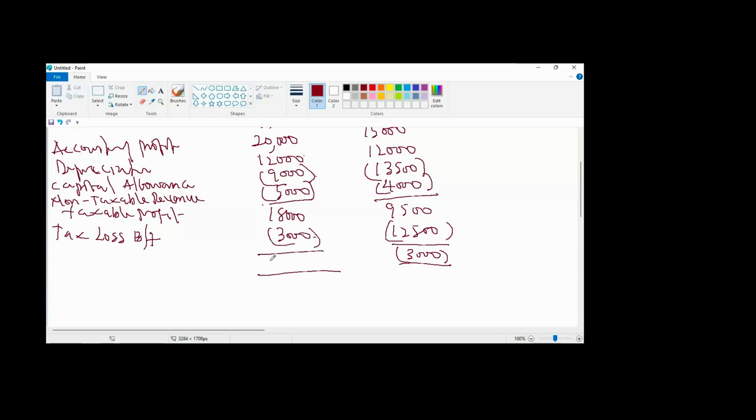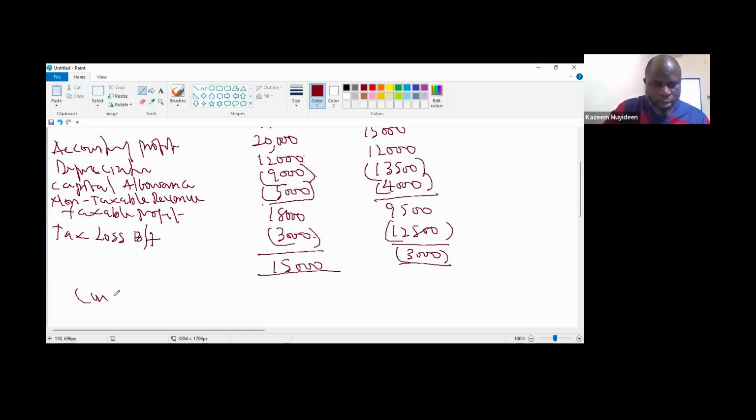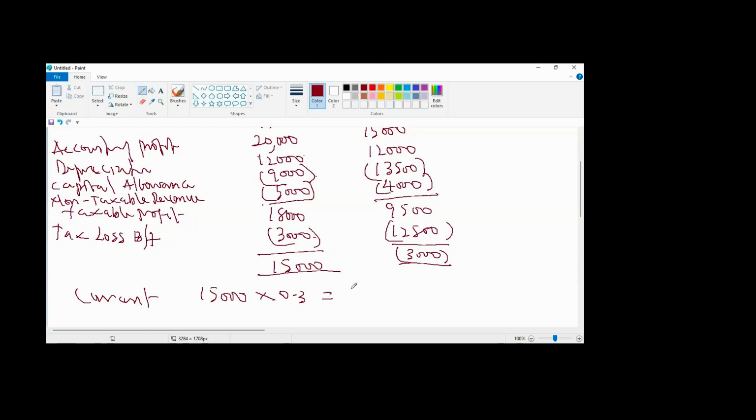So 15,000. I will now say my current tax now. 15,000 times the tax rate. What is the tax rate in 2012? Let's check. 30%. 15,000 times 0.3. 4,500. That's for the current tax.